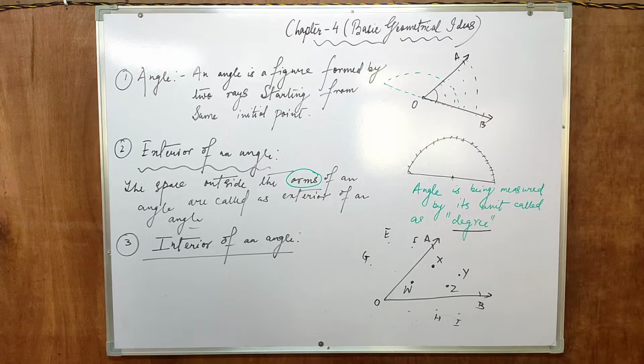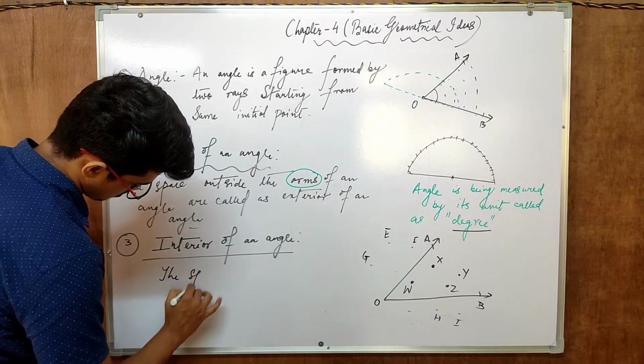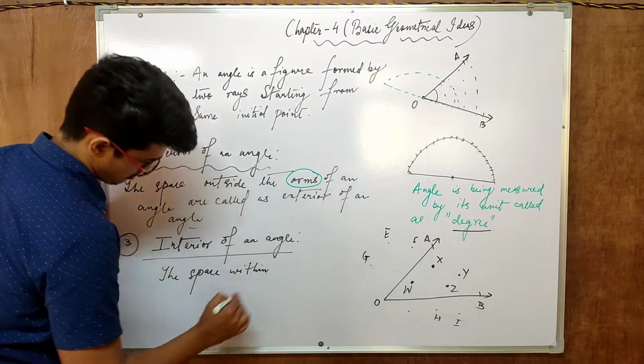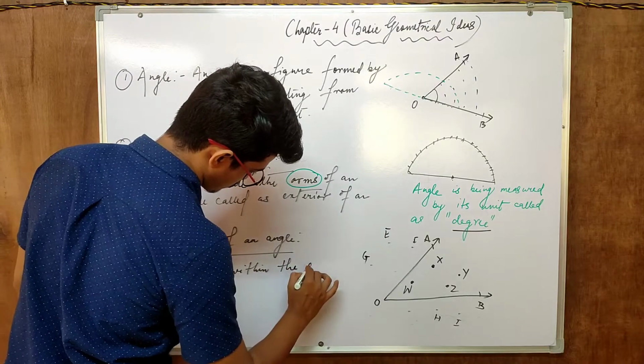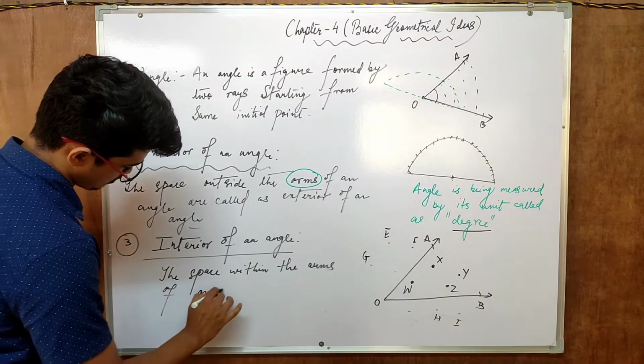Interior of an angle: the space within the arms of an angle.